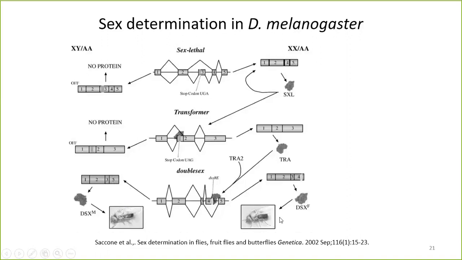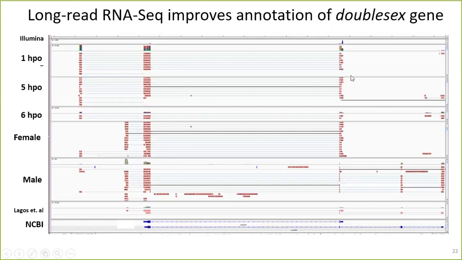So I said all this just to draw your attention to one thing. Just to understand the cascade, there is the sex lethal protein at the head of the cascade, the transformer gene coming in next, and then the double sex which regulates male and female. So the double sex is very important. What we did now was to look for this double sex gene and see how it's organized in the olive fly, because it's very important. And this is what we noticed.